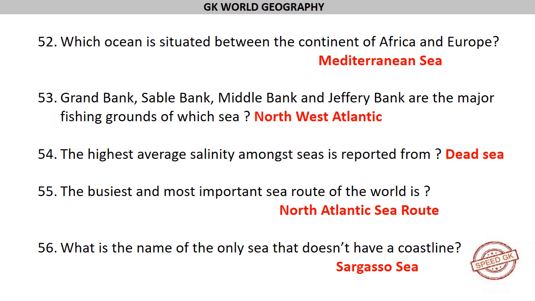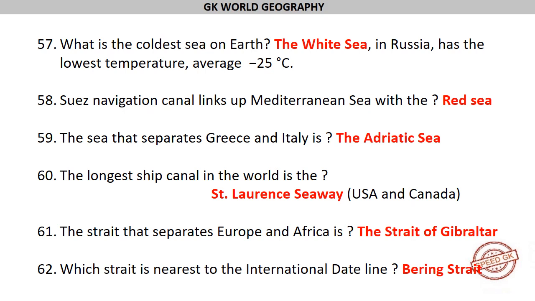The busiest and most important sea route of the world is North Atlantic Sea Route. What is the name of the only sea that doesn't have a coastline? Sargasso Sea. What is the coldest sea on Earth? The White Sea, in Russia, has the lowest temperature, average is -25 degrees Celsius.